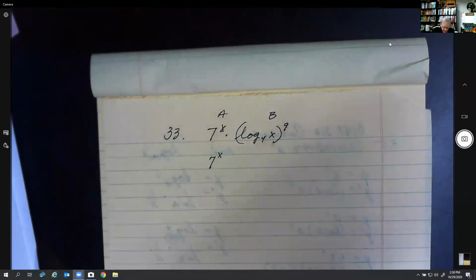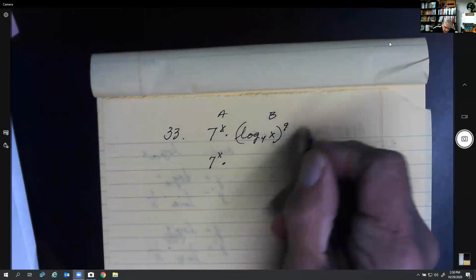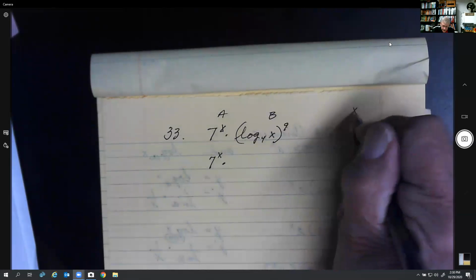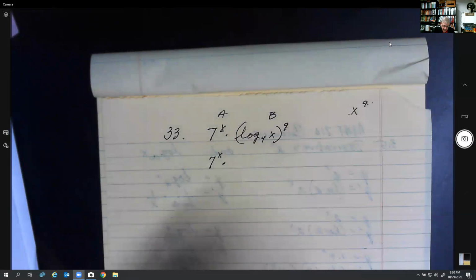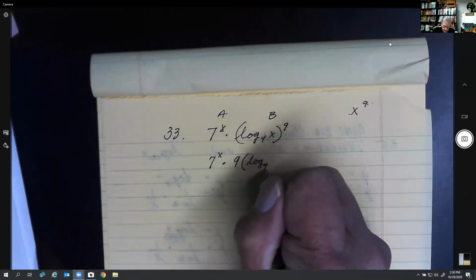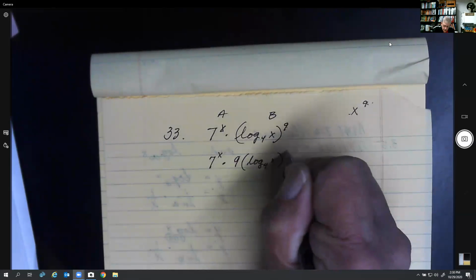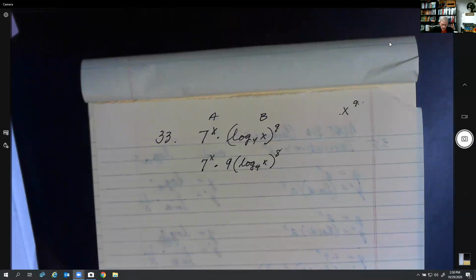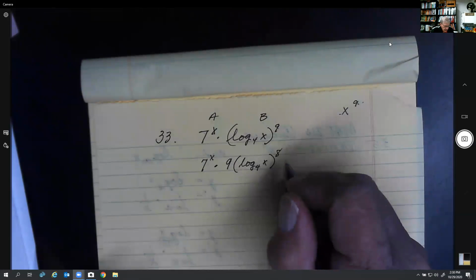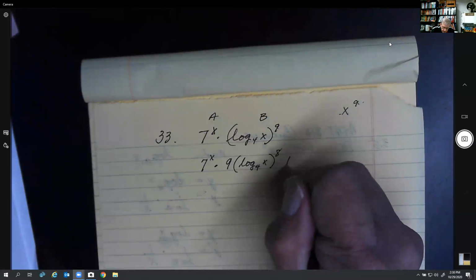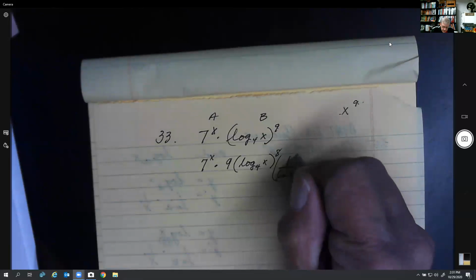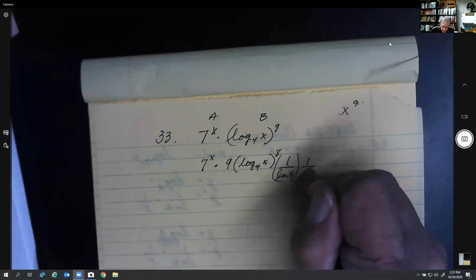Well, here we have a 9. So I think they're going to handle this as just a regular problem. If you had x to the 9th, that would be 9x to the 8th. So it's going to be 9 parentheses log base 4 x to the 8th, okay? Times the derivative of the inside, which would be 1 over the natural log of 4 times 1 over x.